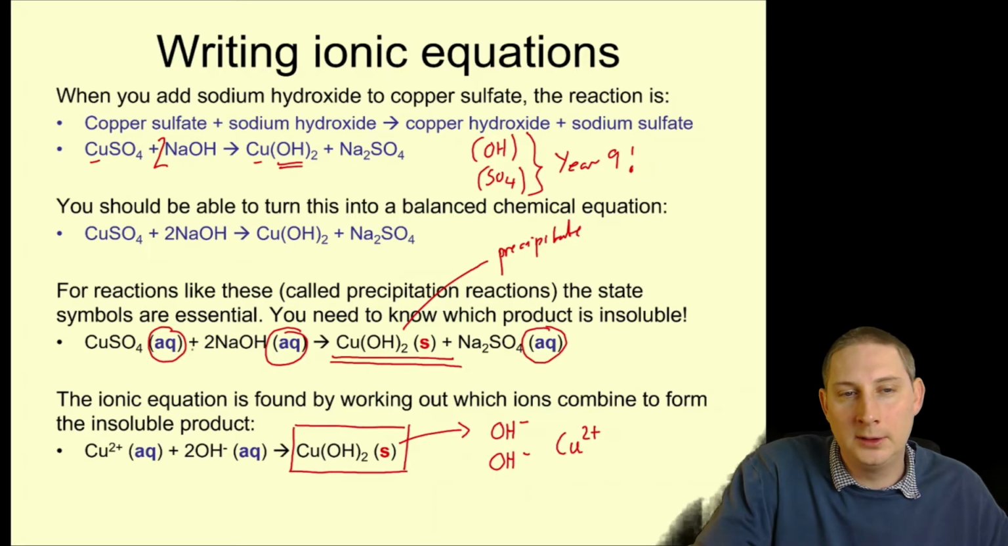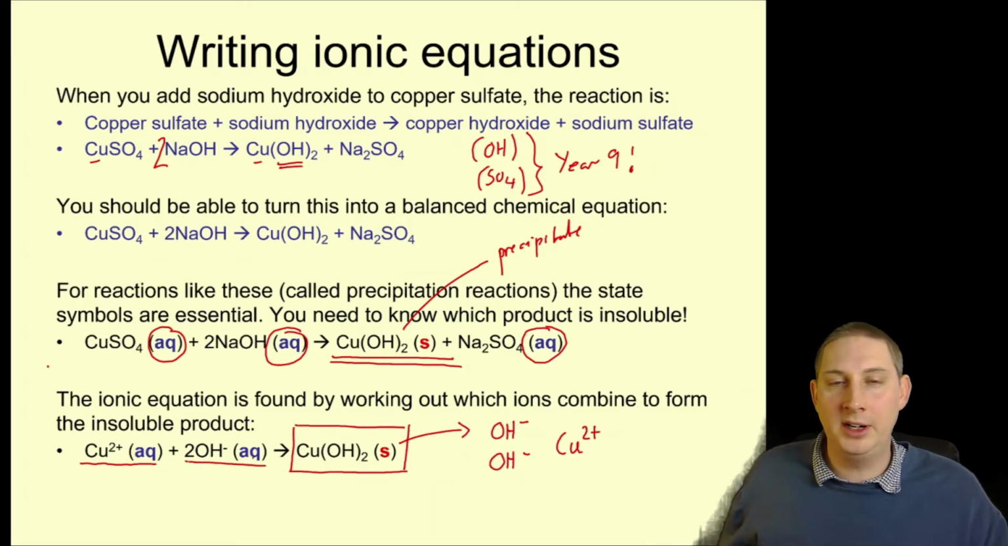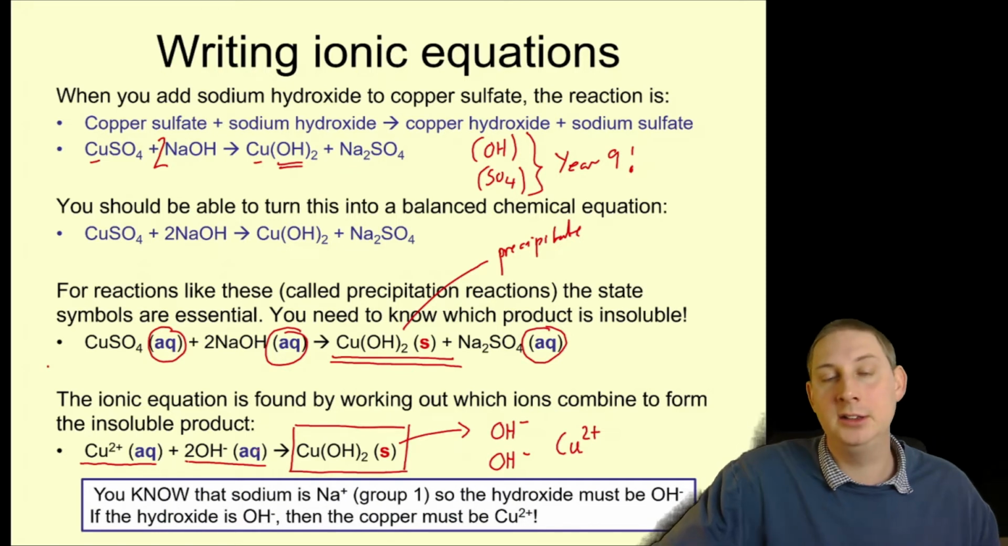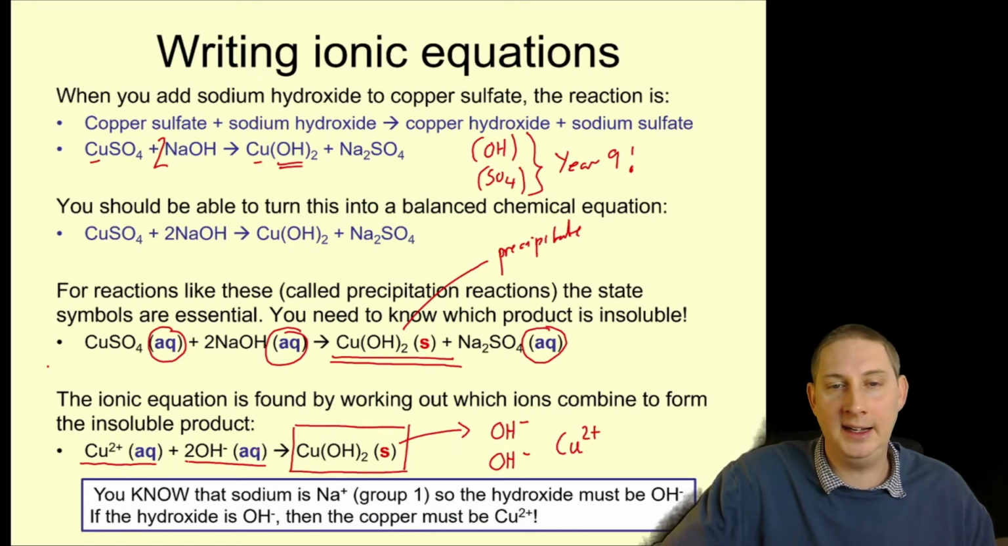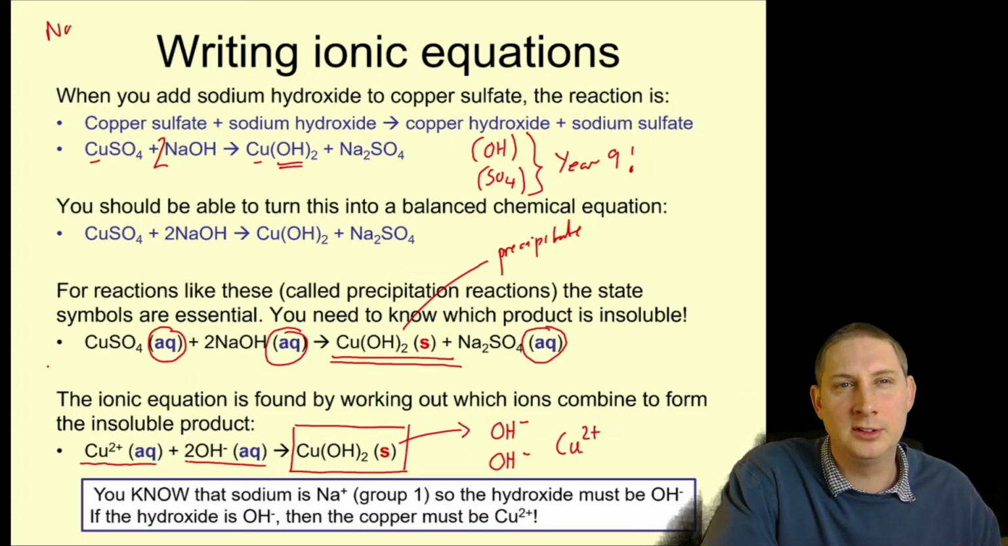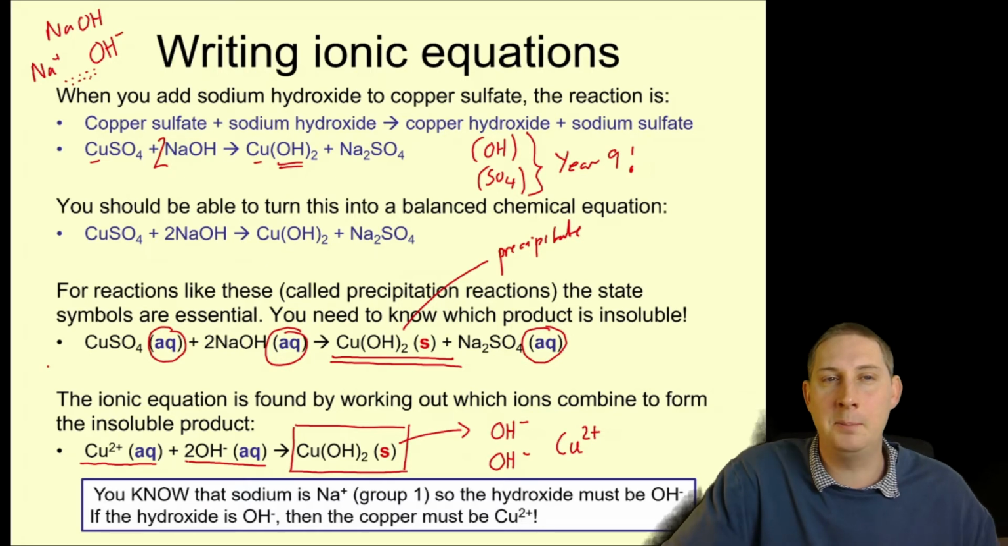So therefore, one copper ion that is soluble, state symbols are really important here, so a soluble copper ion reacts with 2 soluble hydroxide ions to form copper hydroxide. If you didn't remember the charge on hydroxide, you could work it out. You know that sodium in NaOH is always 1 plus because it's a group 1 metal. So therefore the hydroxide must be OH minus so that the charges are balanced in NaOH.